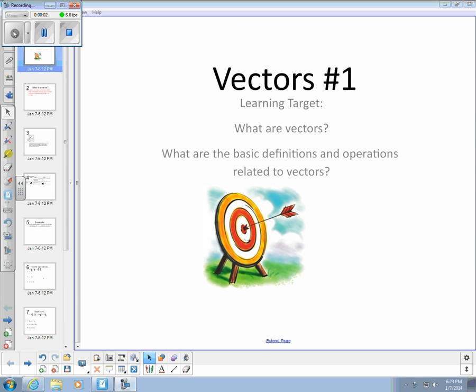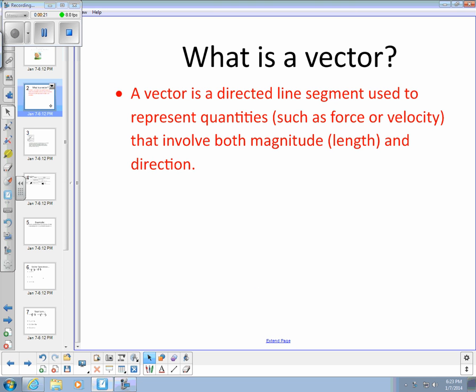This is the first lesson over vectors, and we're going to focus just on the basics of vectors today. So our target by the end of this video is to be able to explain what a vector is and what the basic definitions and operations related to vectors are. Okay, so let's start with the first, basic question.